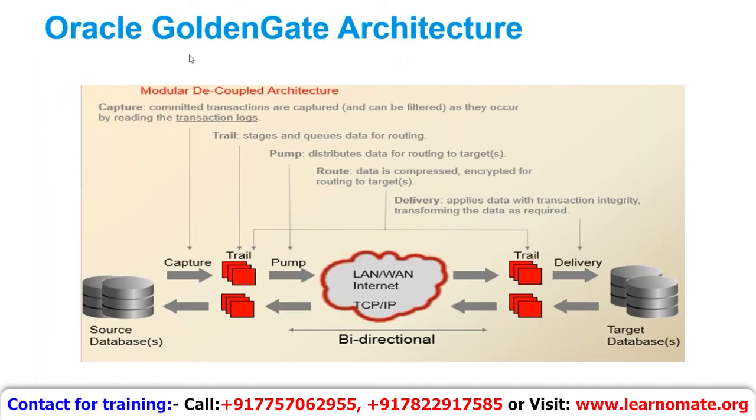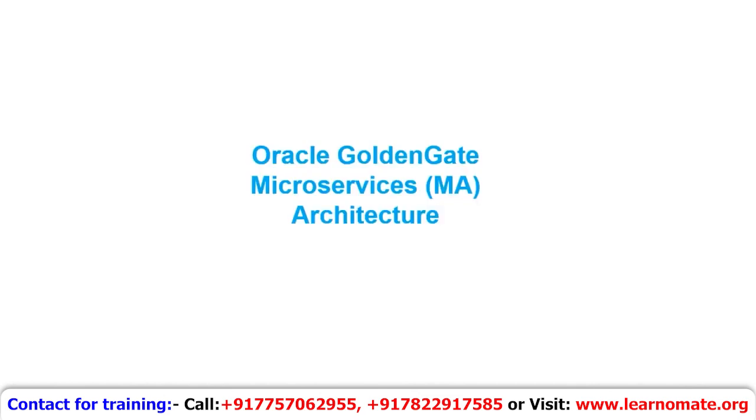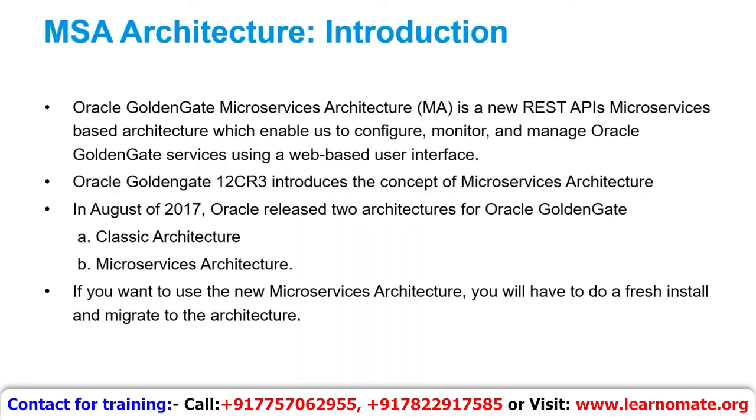So you have the extract process writing data to local trail in classic architecture. The pump process reads the data from local trail, sends it over TCP/IP network and writes it to remote trail, and then the replicate process applies it to target database. You also have Oracle GoldenGate microservices architecture, which is a new REST API based architecture which enables us to configure, monitor and manage Oracle GoldenGate services using a web-based user interface. Oracle GoldenGate 12c R3 introduces the concept of microservices architecture. From August 2017, this microservices architecture is available.